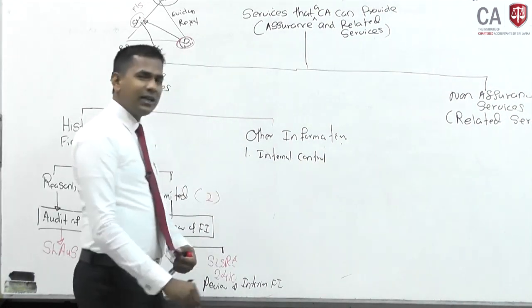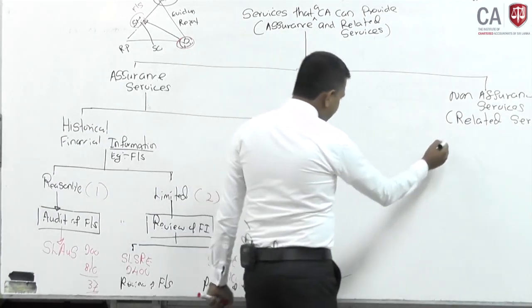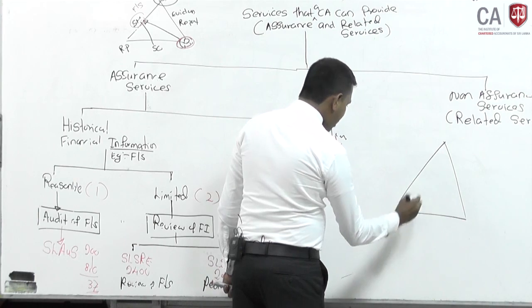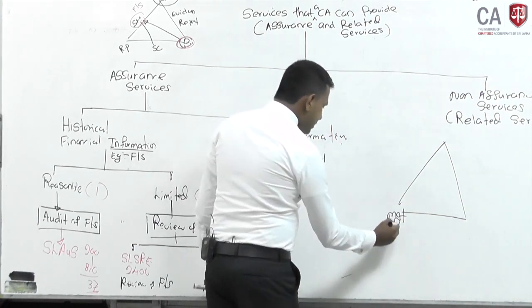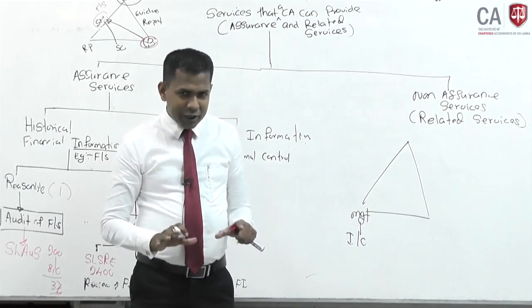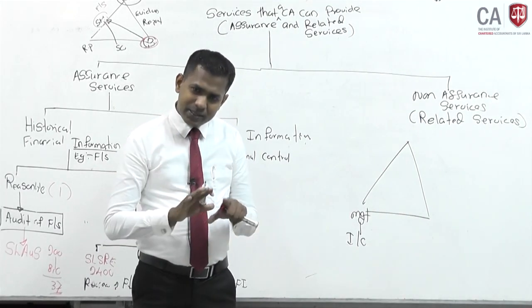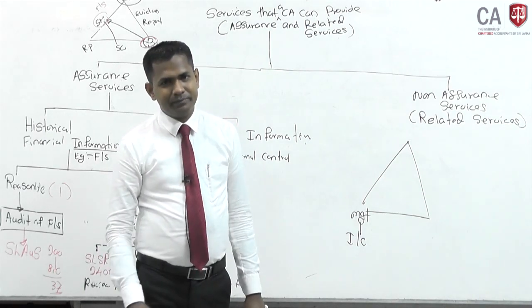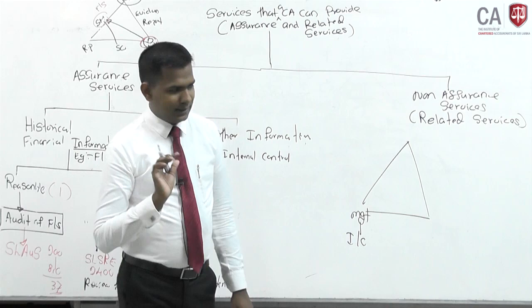Then what is this internal control? We know that management is responsible to design and implement the internal controls of the business organization. Management or those charged with governance is responsible to design and implement internal controls of the business organization. You agree with me? Yes.